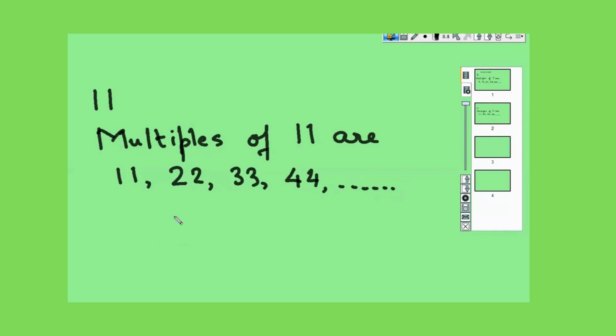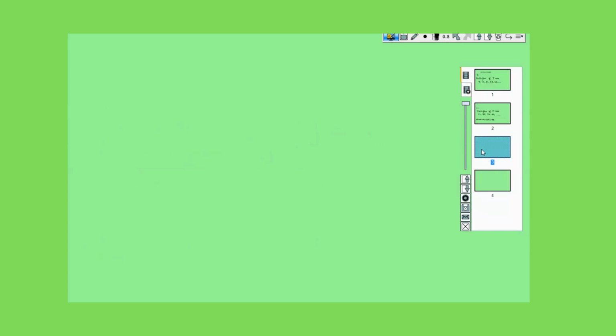You are not going to write 11 is equal to 11 or 22. This is not the way. This is incorrect, because 11 is not equal to, this is absolutely incorrect. Please do not write this. 11 is not equal to 11, 22, and 33. This equal to sign is a very important sign, and we need to be very careful when we are using this particular sign.